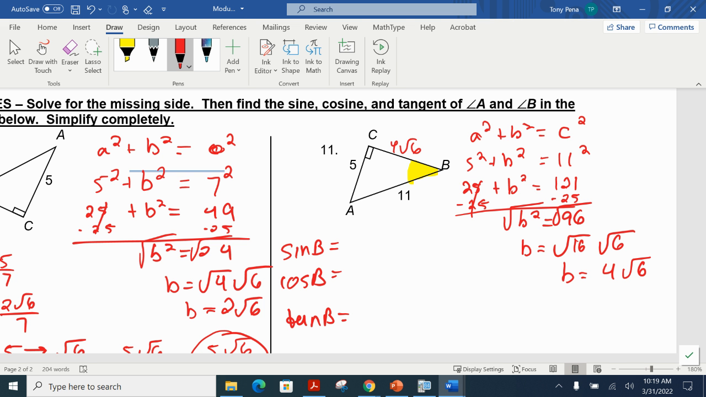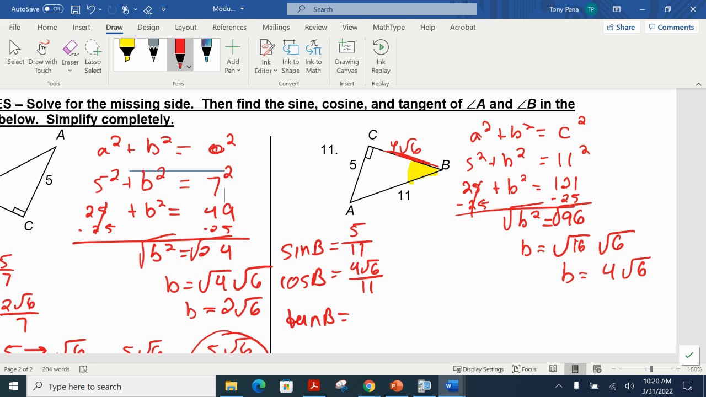All right. I'm going to speed you along a little here to make sure we finish. So the sine of B is the opposite side, which would have been the 5. And then your hypotenuse would have been 11. So check that one. Make sure we get 5 over 11. The cosine of angle B is the adjacent side of angle B, which is the 4 root 6. And then divided by your hypotenuse, which is, again, the 11. So those 2 are nice.